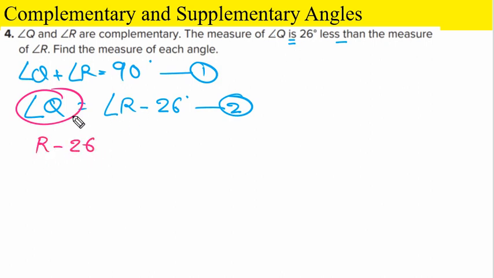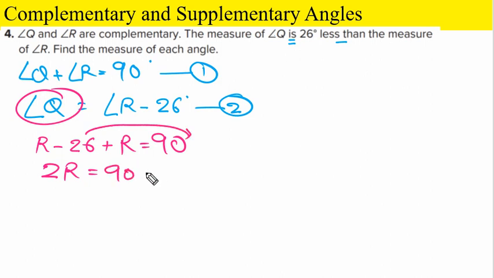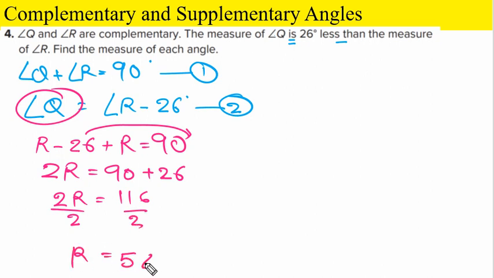R minus 26 plus R, negative, positive. R plus R is 2R. So that will give you, divide by 2, and R is equal to 58 degrees. Just check by yourself. I hope I haven't made a silly mistake.